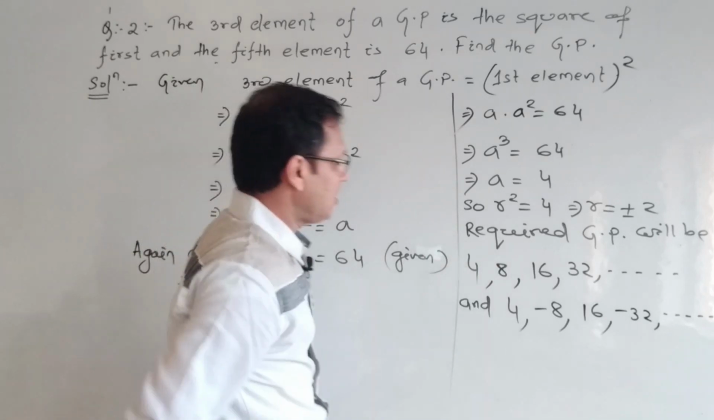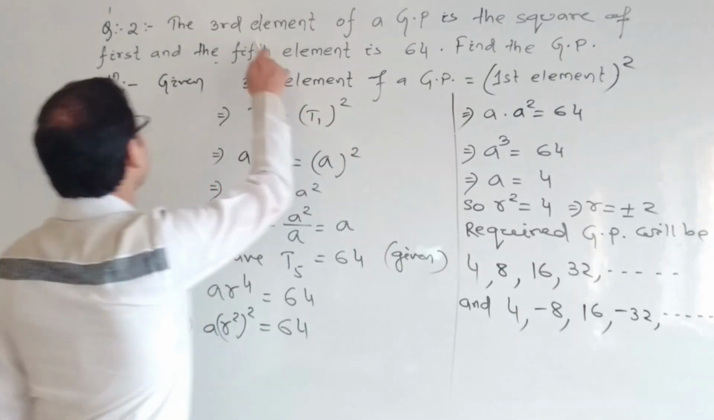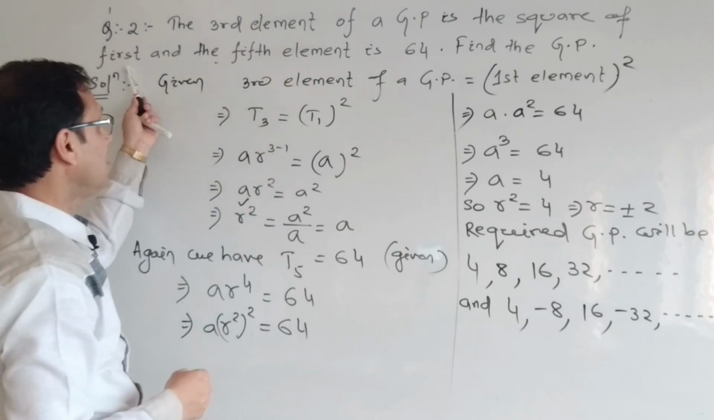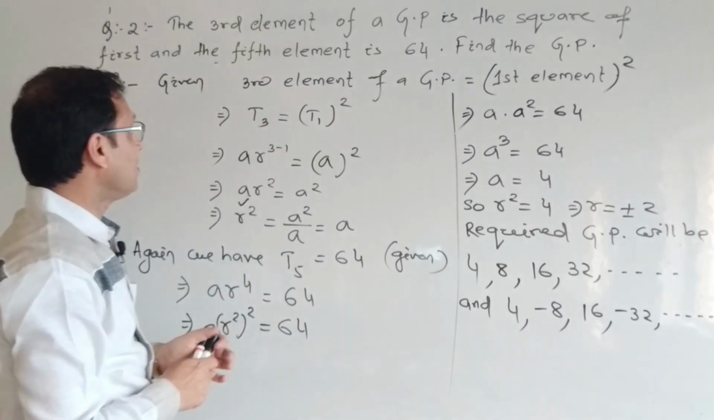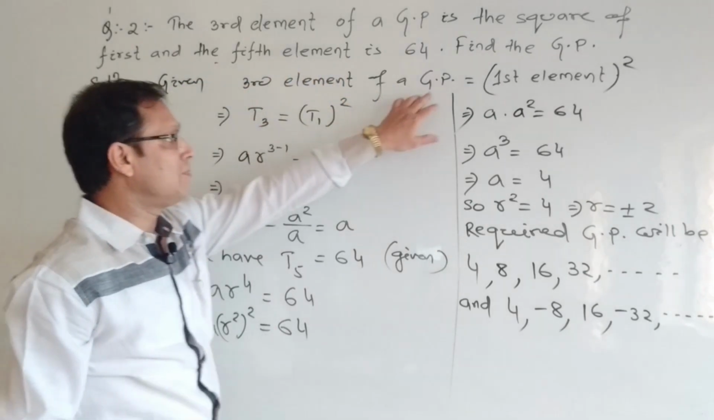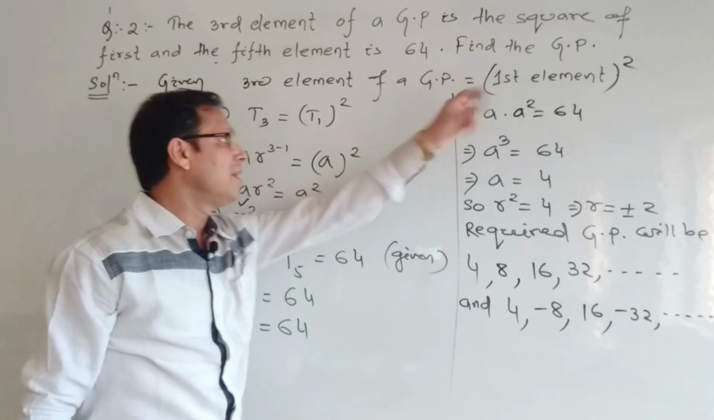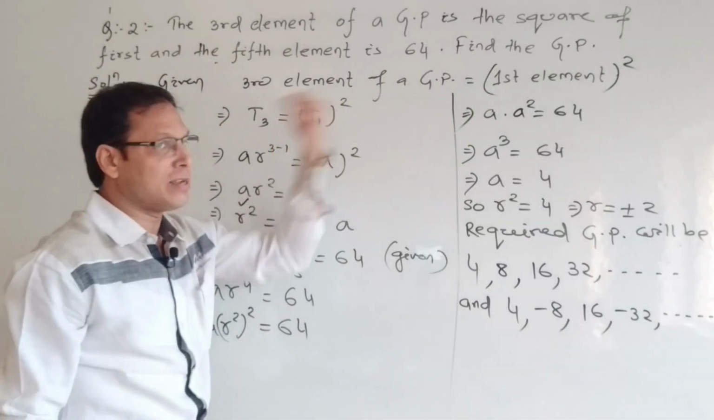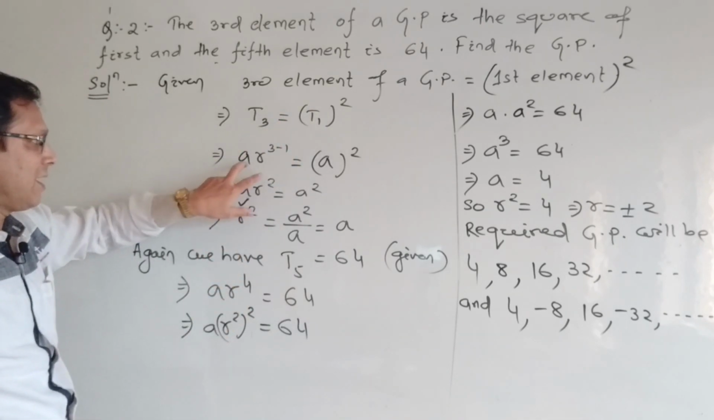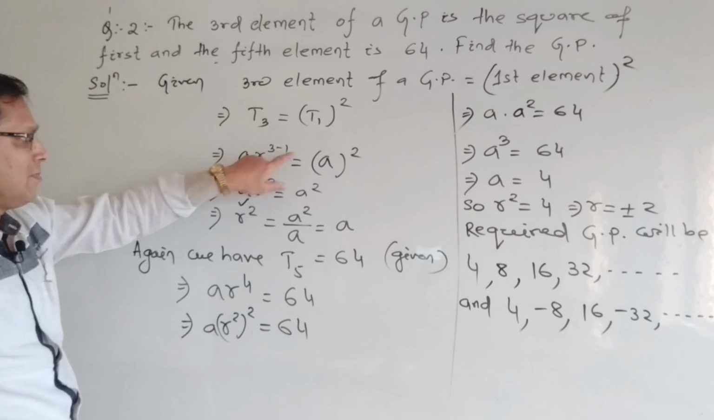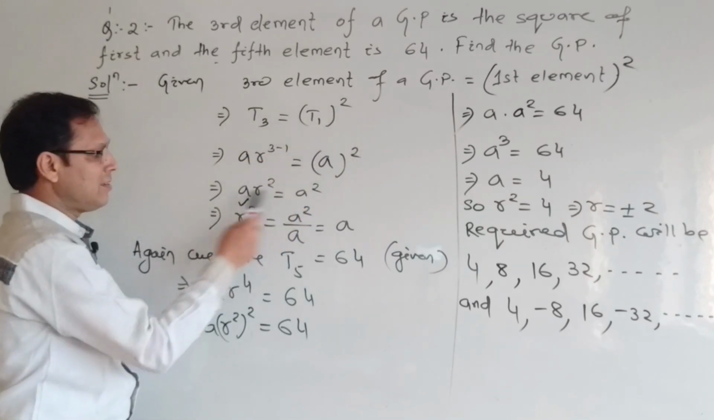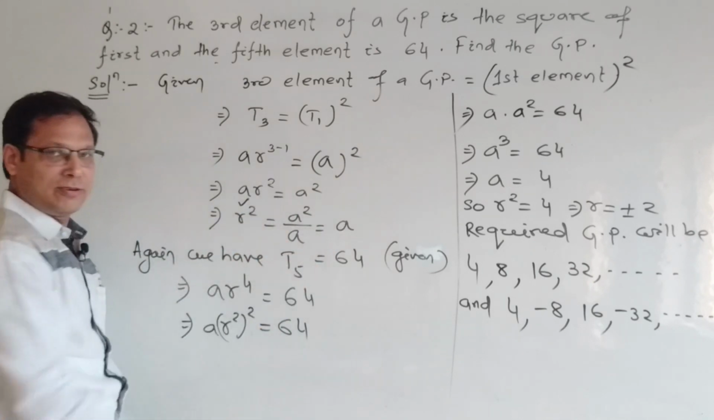So these are the two GPs for the given condition, that the third element of a GP is the square of the first. If you go stepwise, first you write the given condition, that the third element of a GP is equal to the square of the first element. Next, T3 is equal to T1 square. All of you know that T3 is equal to A r to the power 3 minus 1. So A r square is equal to A square. From this you can find r square is equal to A.